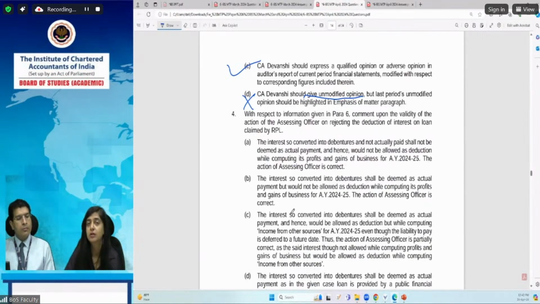Otherwise, you have to read the whole case study, go through the whole case study, and see from which paragraph or from which information you have to take the relevant information. So now it is given in the question, so it will actually save your time. Comment upon the validity of the action of the AO on rejecting the deduction of interest on loan claimed by RPL. So for that, we have to see the facts.